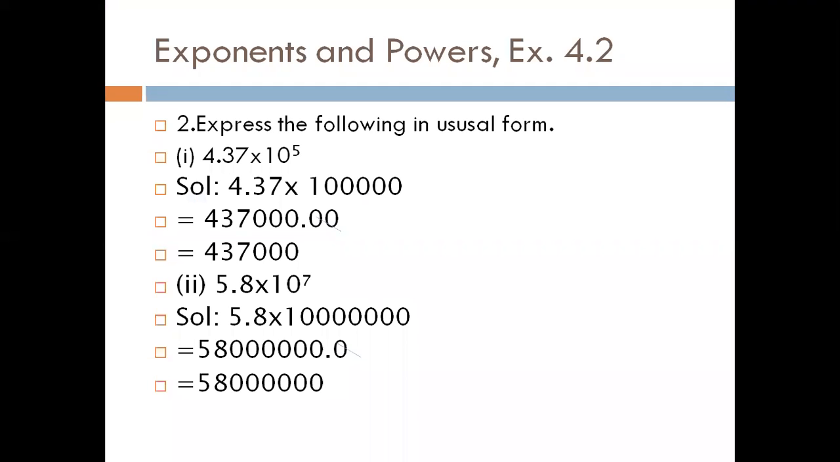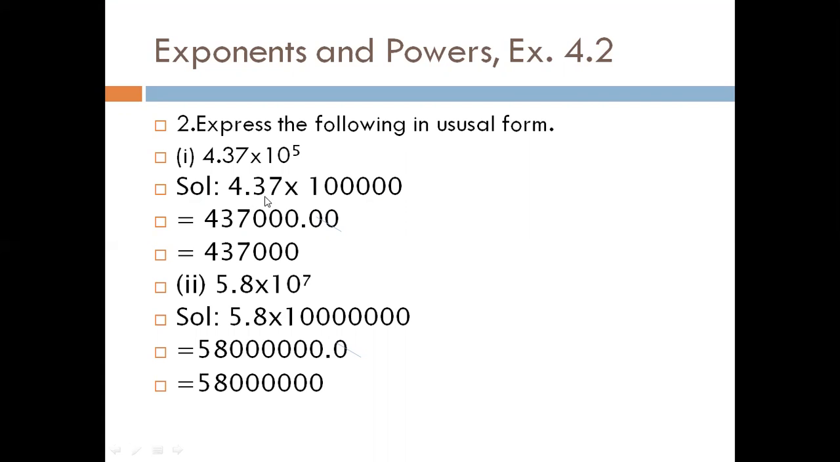So the first question, 4.37 into 10 to the power of 5. This is in standard form. So you must convert this into the usual form. Just see, 4.37 and 10 to the power of 5. How are you going to write? 1 followed by 5 zeros. And then 4.37, write 437 followed by how many zeros? 5 zeros. Write it then.